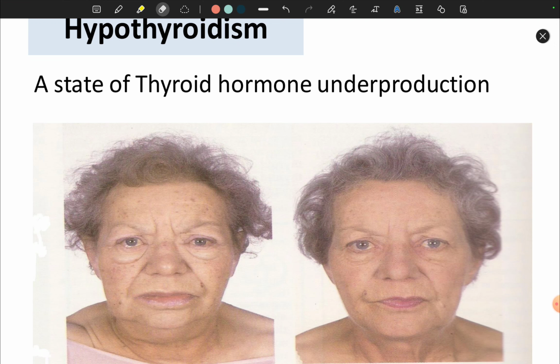Radiation and isotope therapy, or in cases of Hashimoto's thyroiditis.